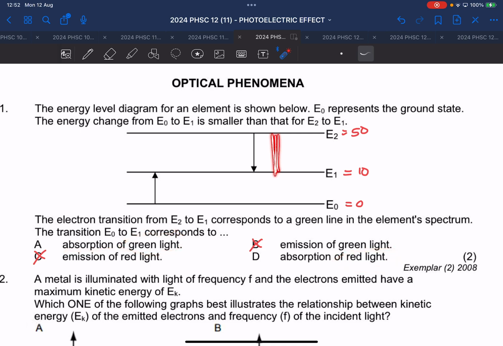This change is a big energy change, and they say that is for green light. If this was also 40, then it would also be green. But it's not, it's 10. It's a smaller energy jump, so it will be red light. So you must know your colors. Red, orange, yellow, green, blue, purple, UV. So you start with infrared and you end at UV. What does UV stand for? Ultraviolet. Violet is purple, ish.